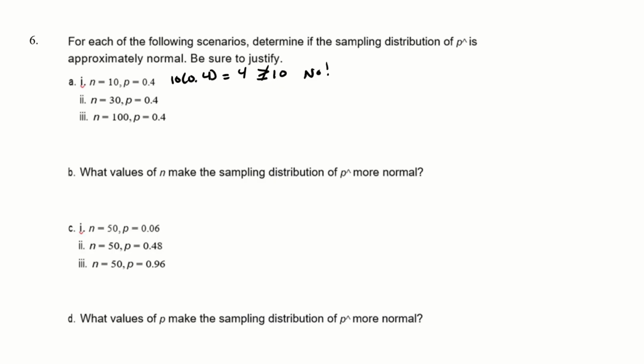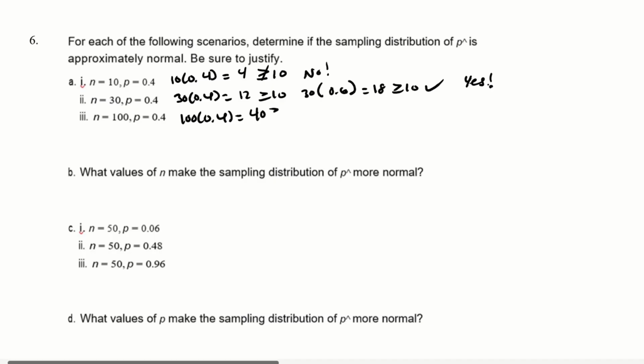And then the next one is 30 times 0.4, which is 12, which is greater than or equal to 10. If I do 1 minus 0.4, it's also going to pass, because if it works for 40%, it's going to work for 60%. This gives you 18, which is greater than or equal to 10. So, yes. And then the next one, 100 times 0.4 is 40, and 100 times 0.6 is 60. So it checks. Yes.